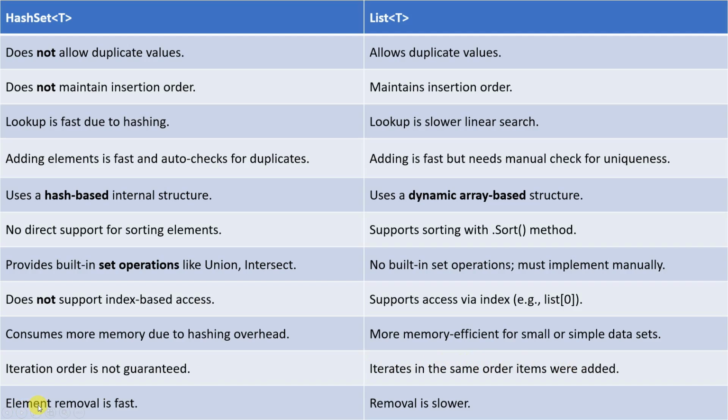In case of the HashSet, element removal is fast, whereas in case of the list, element removal is slower. So these are some basic differences between HashSet and list.